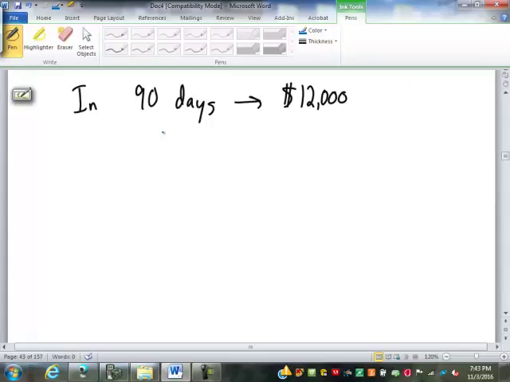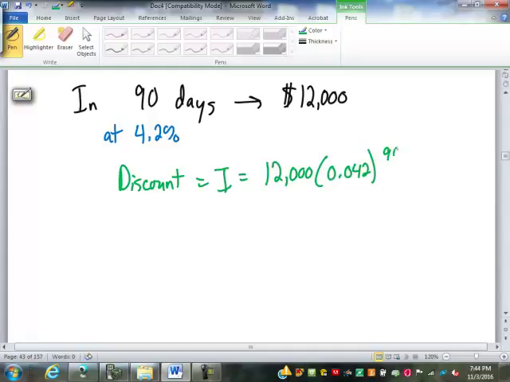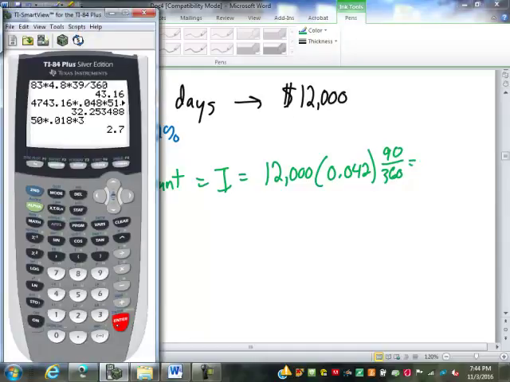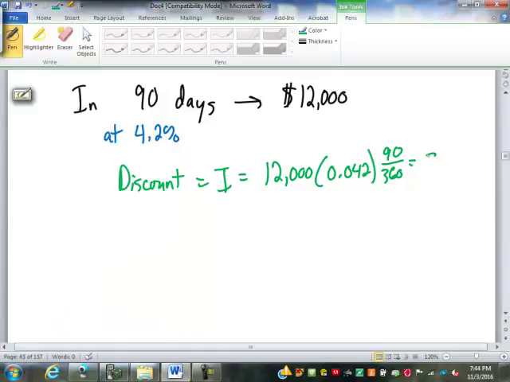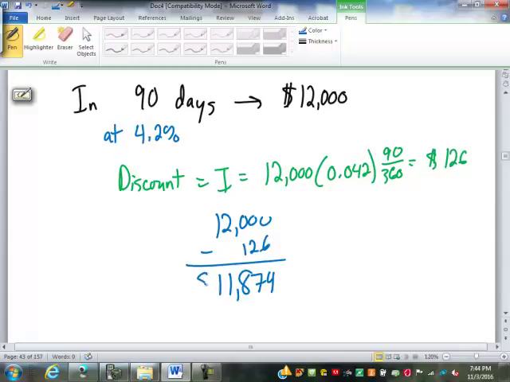Of course, the bank isn't going to give me $12,000 net interest to it, because I don't have more than $12,000 coming in. I just have the $12,000. So they're going to discount that. So let's say they're going to lend it to me at 4.2%. So they're going to find their discount, which again is just the interest. That'll be 12,000 times 0.042 times 90 over 360, which is $126. So what they're going to give me is $12,000 minus $126. So they're going to give me $11,874. Then at the end of the 90 days, I'm going to pay back the full $12,000.